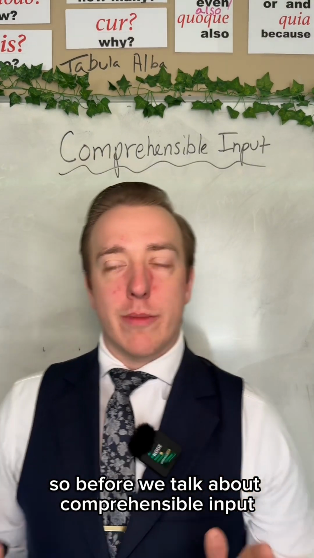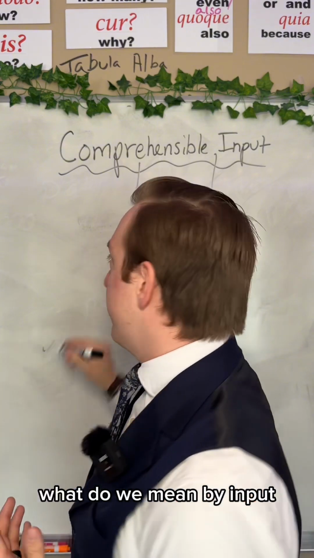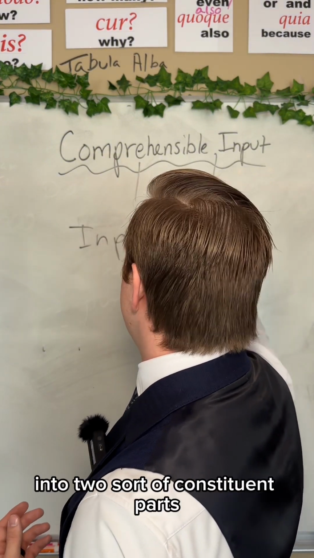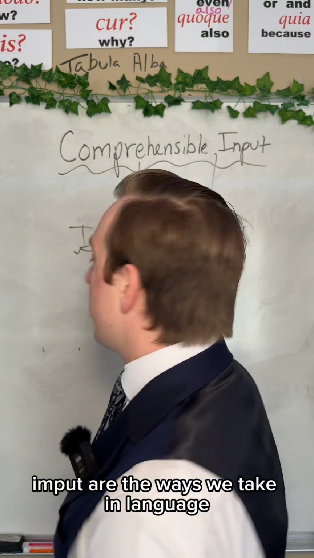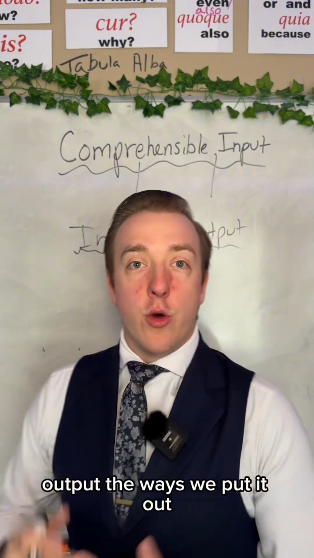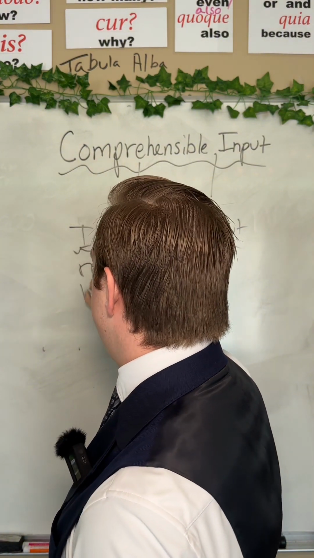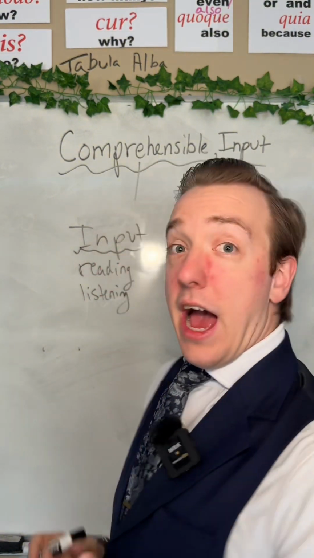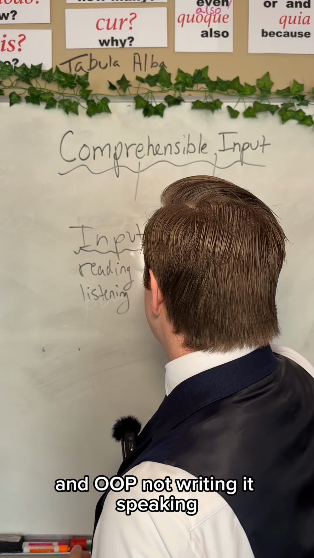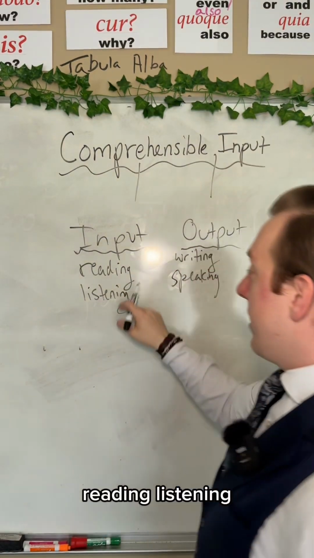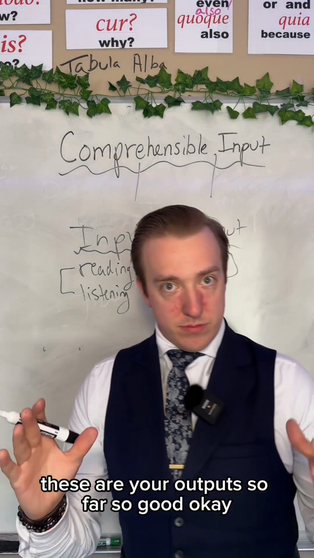So, before we talk about comprehensible input, let's break down these two notions. So input, what do we mean by input? Every language is divided into two sort of constituent parts, input and output. Input are the ways we take in language, output the ways we put it out. So input will be reading and listening, output, writing and speaking. Reading, listening, writing, speaking. These are your inputs. These are your outputs. So far, so good?